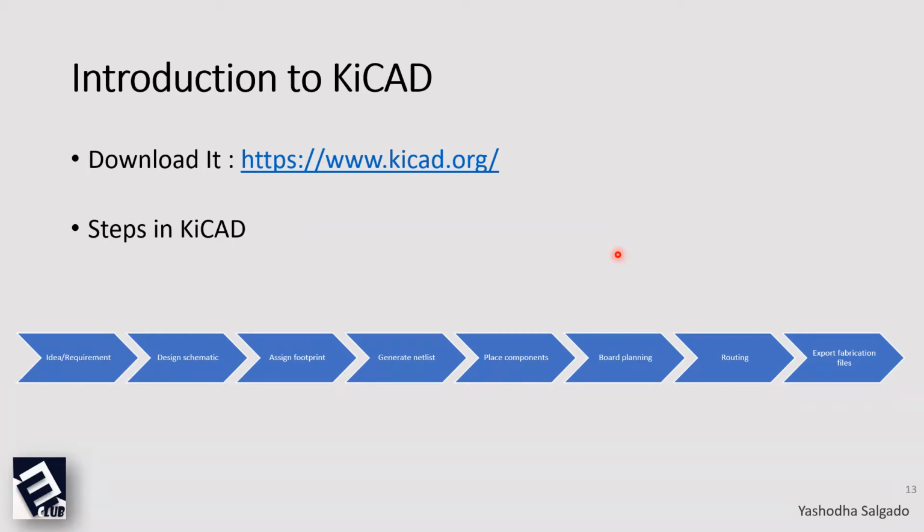It's about designing a PCB using KiCAD. Here we are using KiCAD software to design a PCB. There are so many softwares available like Altium, EasyEDA, Proteus, Eagle. Likewise, we are using KiCAD because it is the most common one, and it's totally free. So you can download it from KiCAD.org and use it.